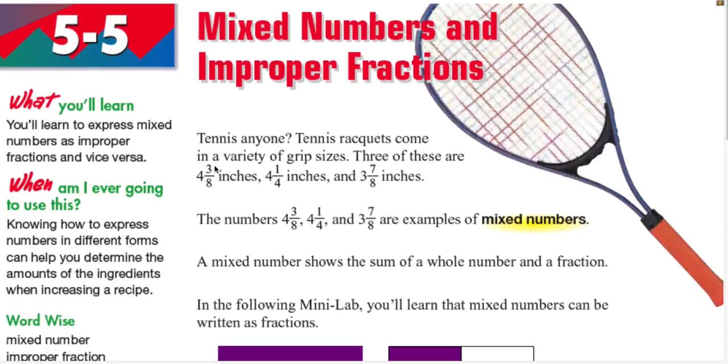Tennis, anyone? Tennis rackets come in a variety of grip sizes. Three of these are 4 and 3/8, 4 and 1/4, and 3 and 7/8. These numbers are examples of mixed numbers. Okay, definition which you need to write down. A mixed number shows the sum of a whole number and a fraction. Again, the sum of a whole number and a fraction. So when you say 4 and 3/8, it's 4 plus 3/8. 4 and 1/4 is 4 plus 1/4, and 3 and 7/8 is 3 plus 7/8.